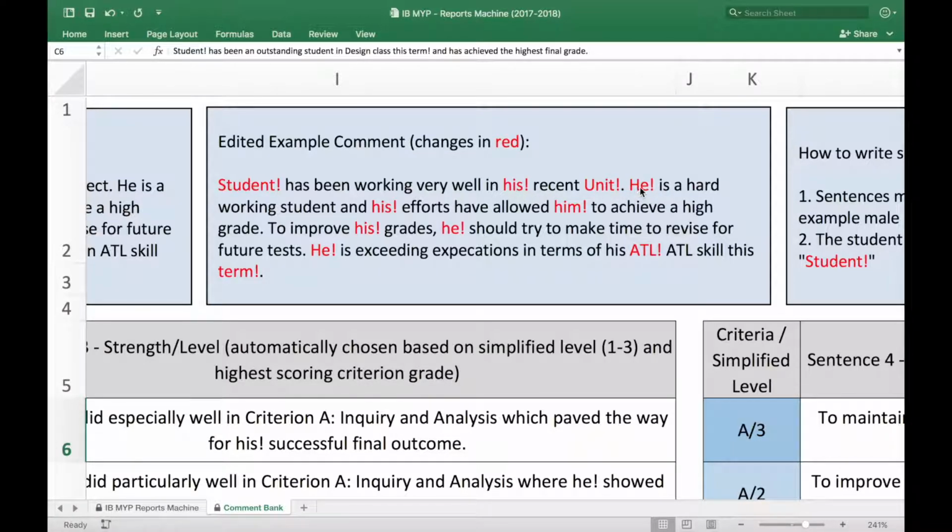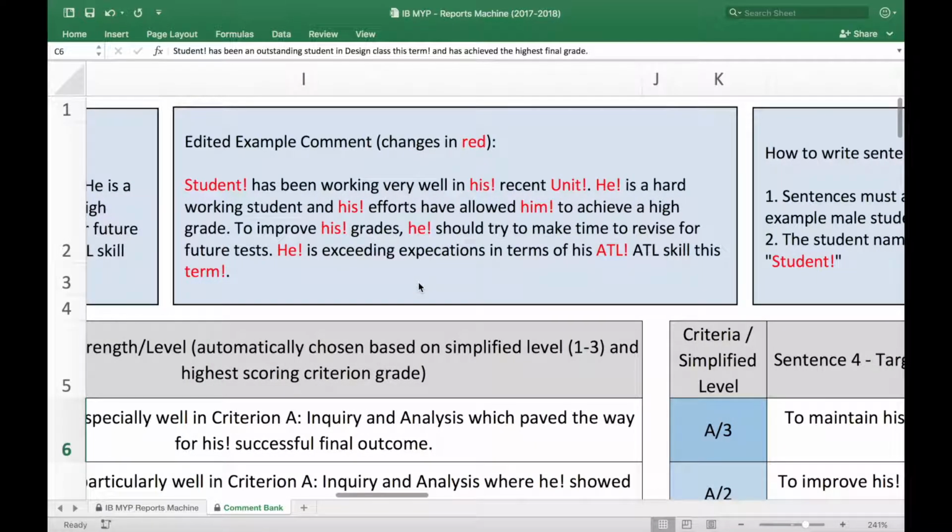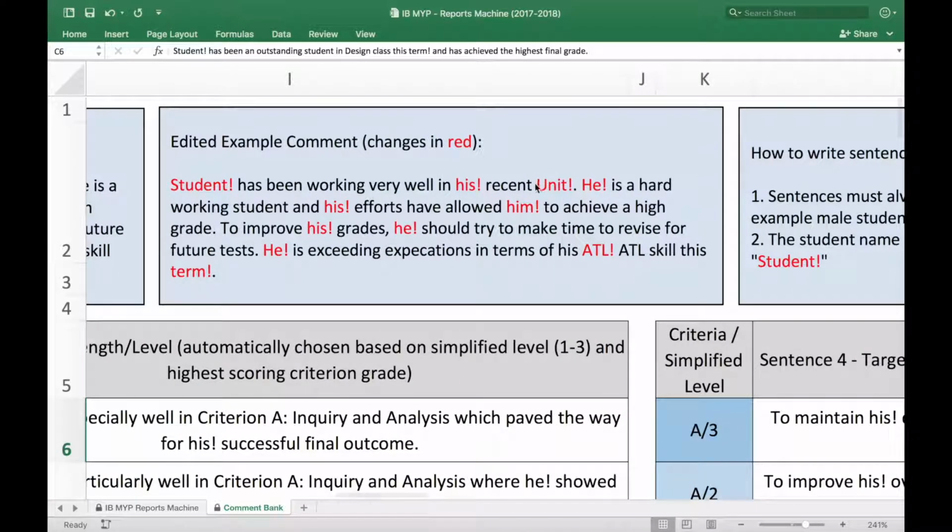Okay, so we've got his, he, and capitalization is important, so you must stick to the correct English capitalization for these words. The only thing you need to do is add an exclamation point. You don't need to change them to red. I've just included that so it's a little bit clearer to see for this example. So the other things you'd notice here are we have unit.